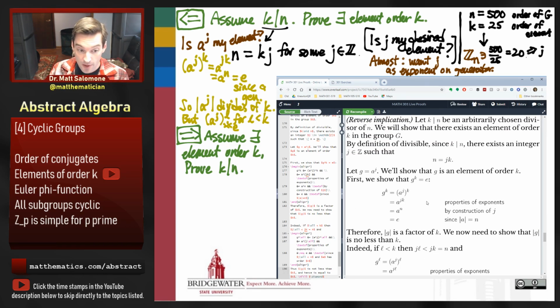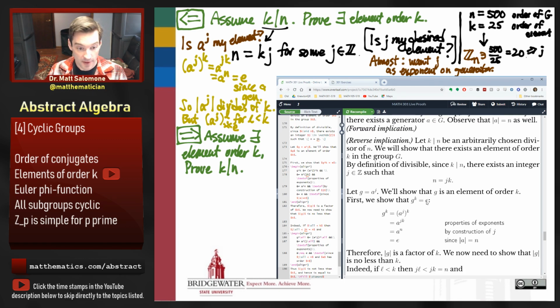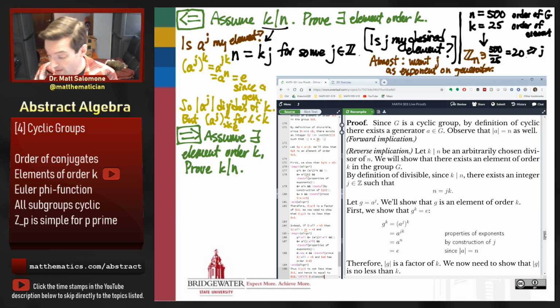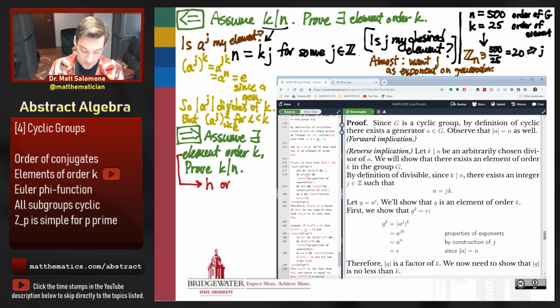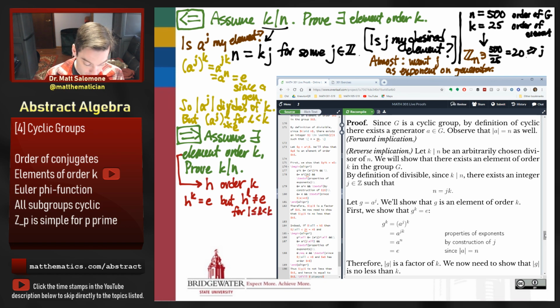Let's back up and talk about the forward implication. How are we going to show the forward implication? Which says that if there exists an element of order k, then k must be a divisor of n. We'll go back to our napkin here for a minute. So let's suppose that we have an element of order k. Let's call it h. If h has order k, that means that h to the power k is equal to the identity, but that h to the l is not equal to the identity for l less than k. No smaller power of h is equal to the identity.